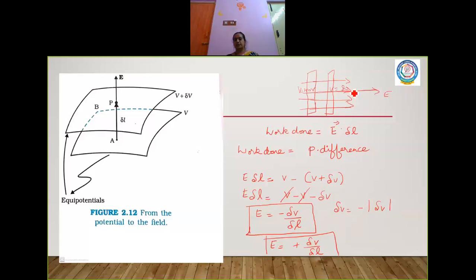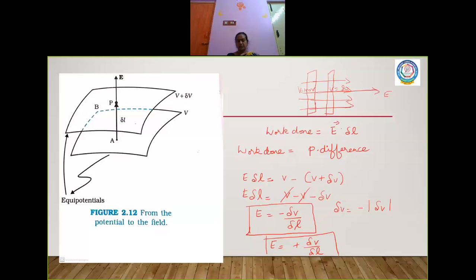Again, when you consider a plane in the direction of the electric field, know that the potential keeps on decreasing in the direction of the electric field. That is why you have a negative sign here. E is equal to minus dou V by dou L, which means the potential keeps on decreasing in the direction of the electric field. That is one point you are learning from this.